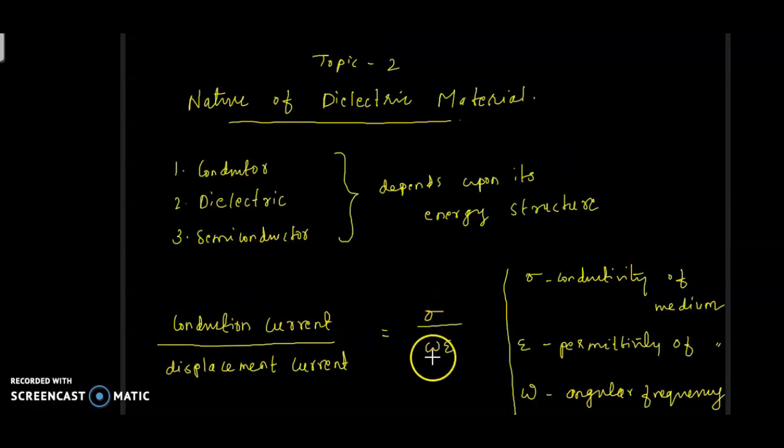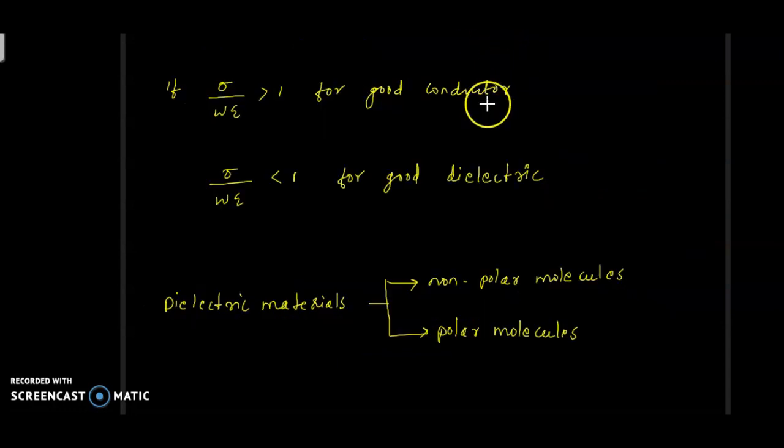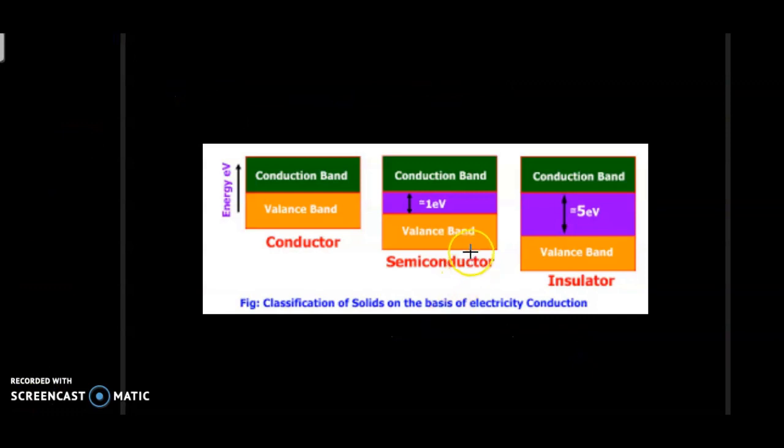So the expression is sigma divided by omega epsilon. If sigma divided by omega epsilon is greater than 1, the material is a very good conductor. If sigma divided by omega epsilon is less than 1, the material is a dielectric. Again, we can classify this dielectric material into two classes: one is non-polar molecules, another one is polar molecules.